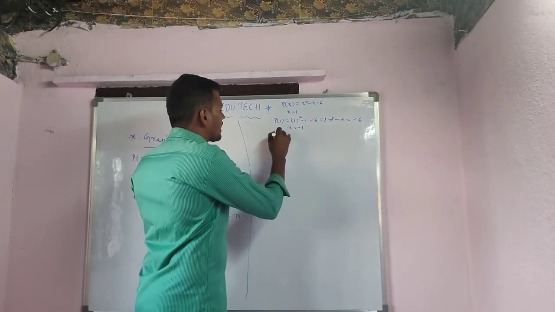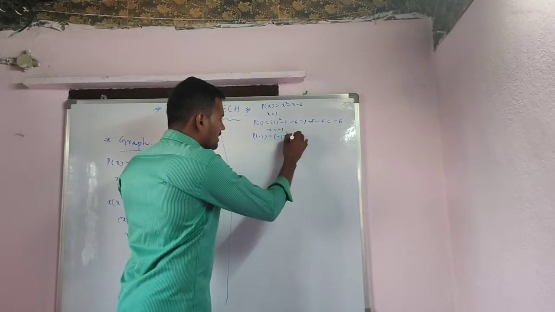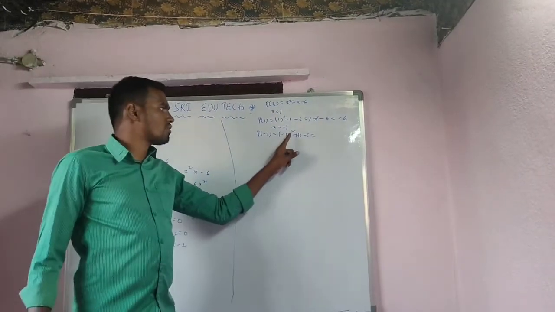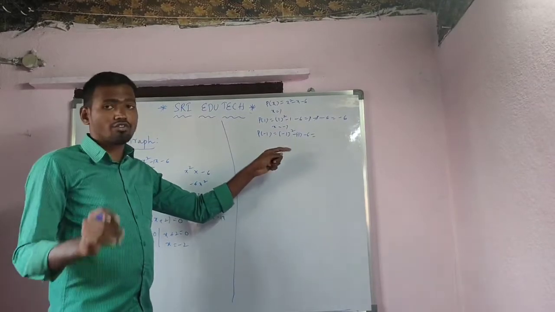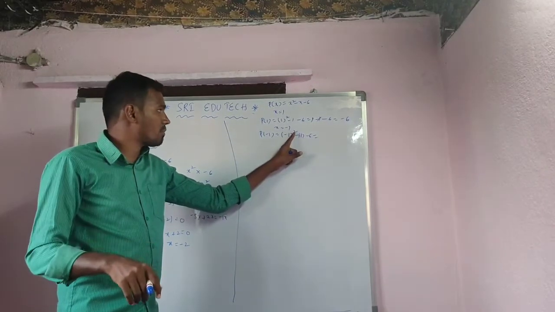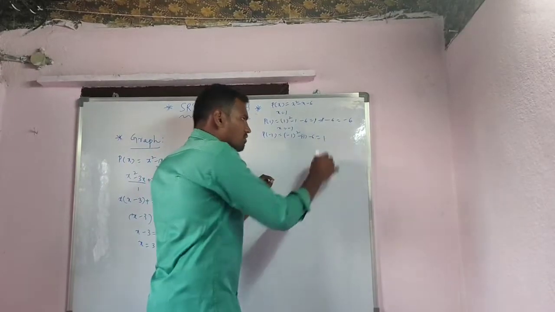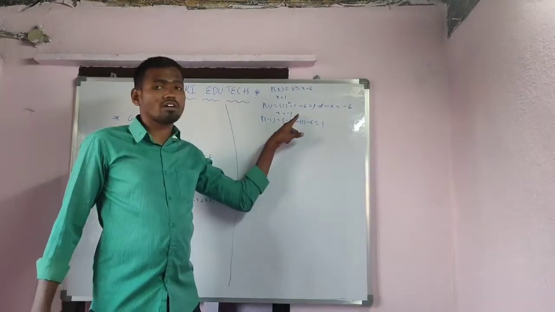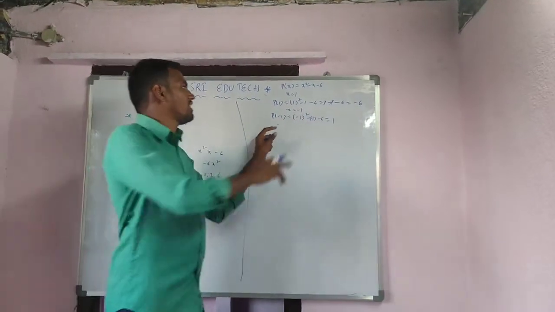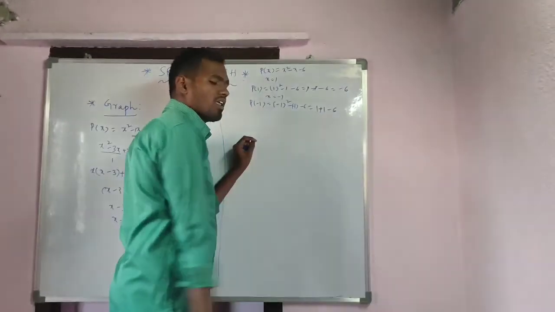Then substitute x is equal to minus 1. Minus 1 whole square minus 1, then minus 6. Minus 1 whole square means minus into minus is plus. All of you are making some mistake here. Whenever the power is an even number, the sign is plus only. Minus 1 whole square means plus 1 only. Whenever the power is an odd number, for suppose minus 1 whole cube means minus 1. So minus 1 whole square is plus 1, minus into minus is plus 1, minus 6.